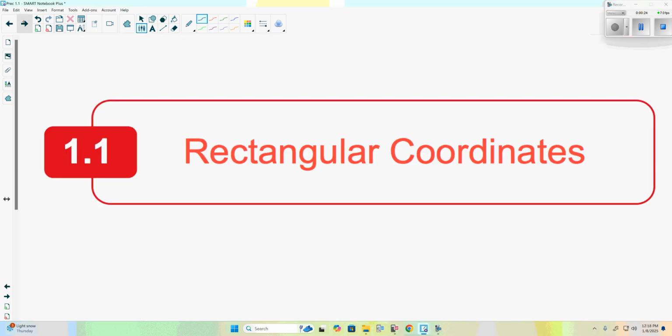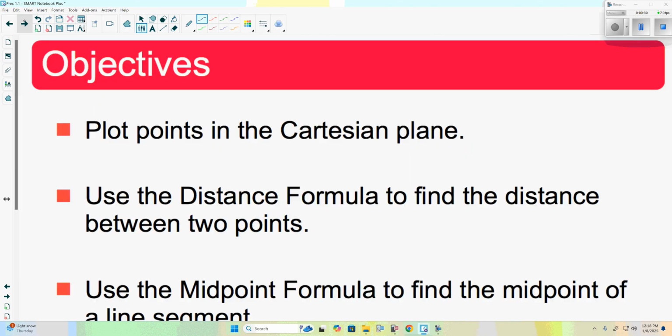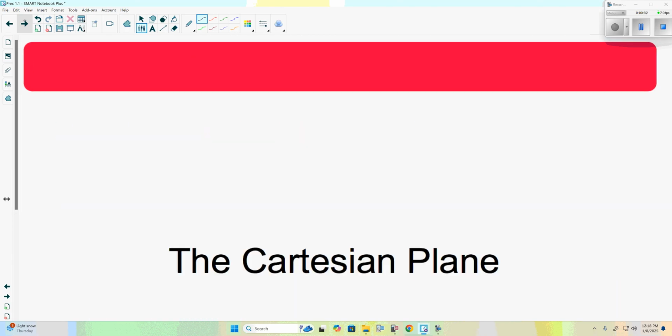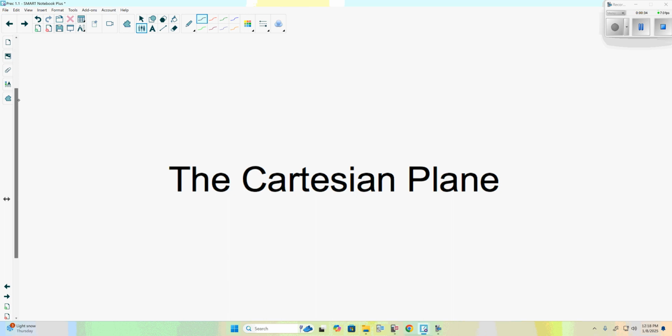Now we're not going to cover everything in the book because there's a lot of stuff that the trig book we already covered. We're not going to cover again. But the first thing we're going to look at is the Cartesian plane.